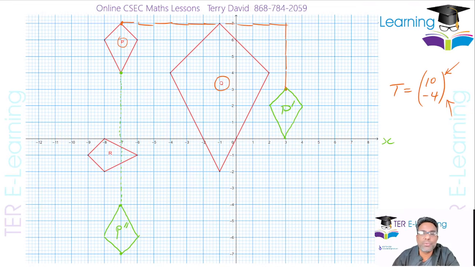But if you have to describe an enlargement, what you're going to have to do is to state the center of that enlargement, right? So what I'm going to do, I'm going to locate the center of enlargement, which is pretty straightforward. All you're going to do, right, you're going to join, let's say, this vertex here. All right, hold on, let me just make this a little thicker.